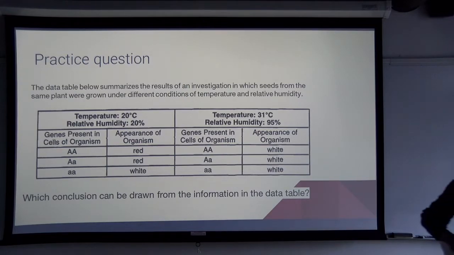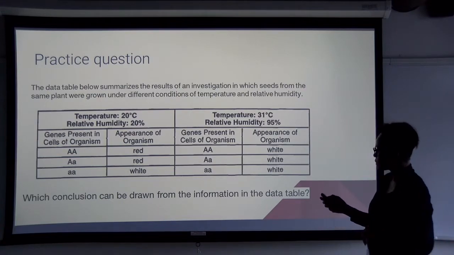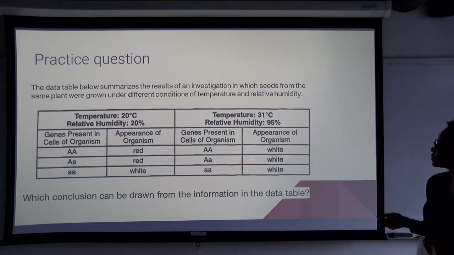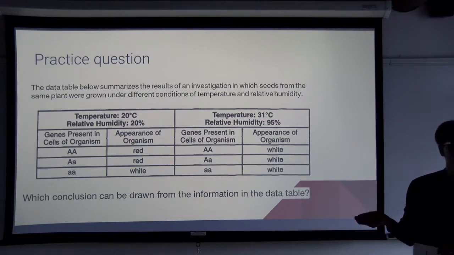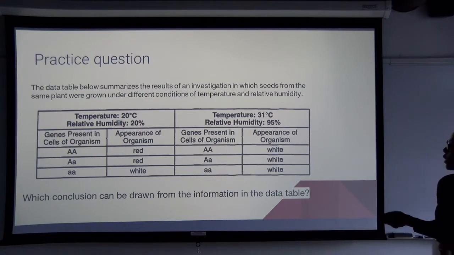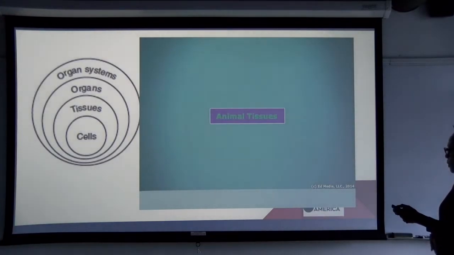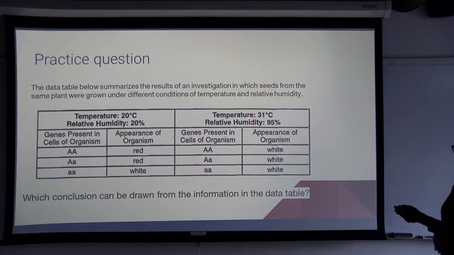What would you guess based on the result? What is causing the change in the genes? From here you would see that it's the environment. So a conclusion that can be drawn here is that the environment influenced the expression of the genes. At low temperature, we see that different colors appeared in the organisms, whereas at higher temperature and humidity, those genes are expressed with different colors. So the environment will influence it.